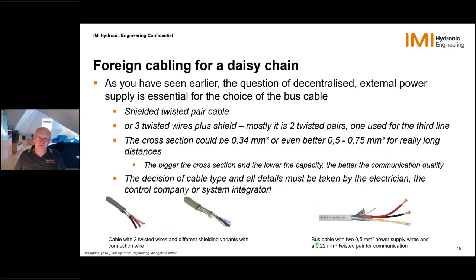This is a photo of this cable with two different dimensions. You see 0.5 square millimeter here for power supply, and you see already that the colors are different. And the yellow and white here is only 0.22 square millimeters, a twisted pair for communication. On the market, cables are available in different qualities, but at least this is not our decision which cables they are taking.